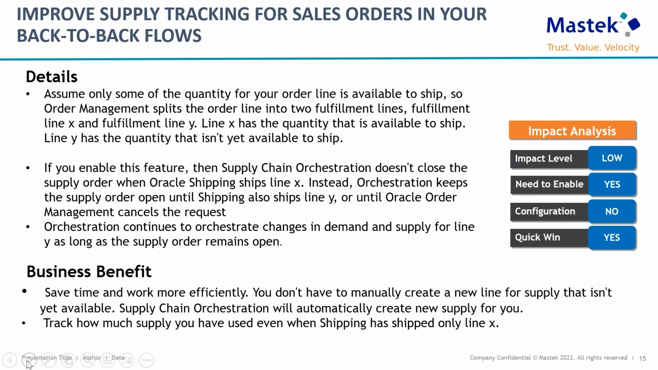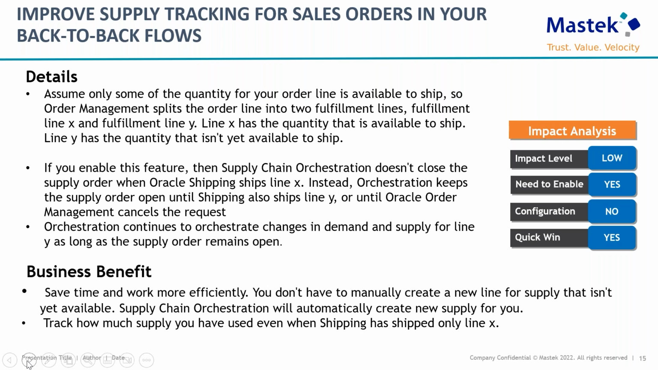Now, how will the system behave after enabling this feature? The supply chain doesn't close the shipping line which does not have the quantities available. Instead, the orchestration keeps the supply order open until shipping also ships line Y. Or, if the order manager automatically cancels the request, only after that will the shipping line get closed. Orchestration will continue to orchestrate the changes in demand and supply for line Y as long as the supply order remains open.